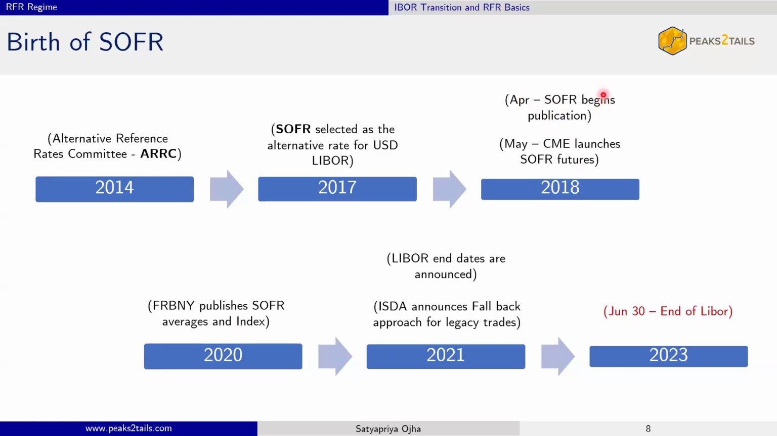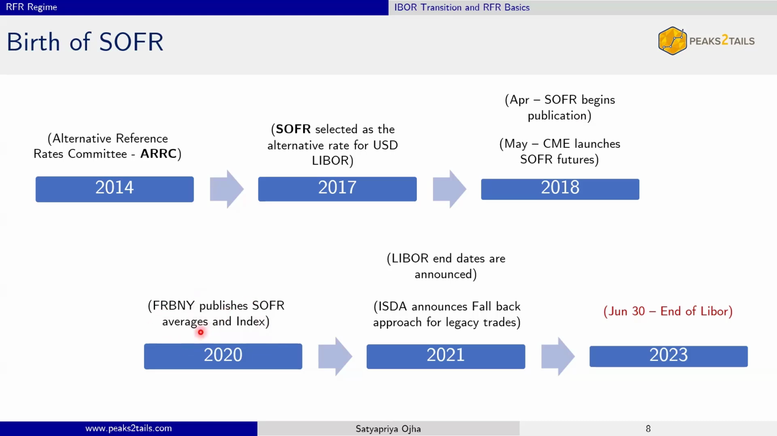In April 2018, the Federal Reserve Bank of New York, FRBNY, started publishing the SOFR rates. It is there on the website. There is no black box or ambiguity anymore. Anybody can go to their website and see the published SOFR rates. I'll show you. In 2020, the Federal Reserve Bank of New York started publishing the SOFR averages: the 30-day moving average, 90-day moving average, 180-day moving average, and also the index.